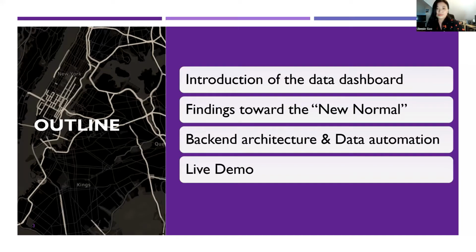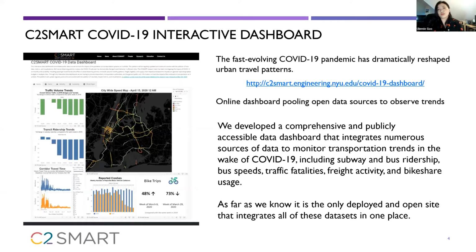of some of the functionalities of our dashboard. All right. The motivation of building this dashboard is pretty straightforward. It is because the pandemic has dramatically changed travel patterns. We found that there's a need for us to build an all-in-one dashboard that pulls multiple data sources, especially open data, to help us monitor transportation trends in the wake of COVID-19. We believe this is the only open site that integrates all these kinds of datasets in one place, as far as we know.